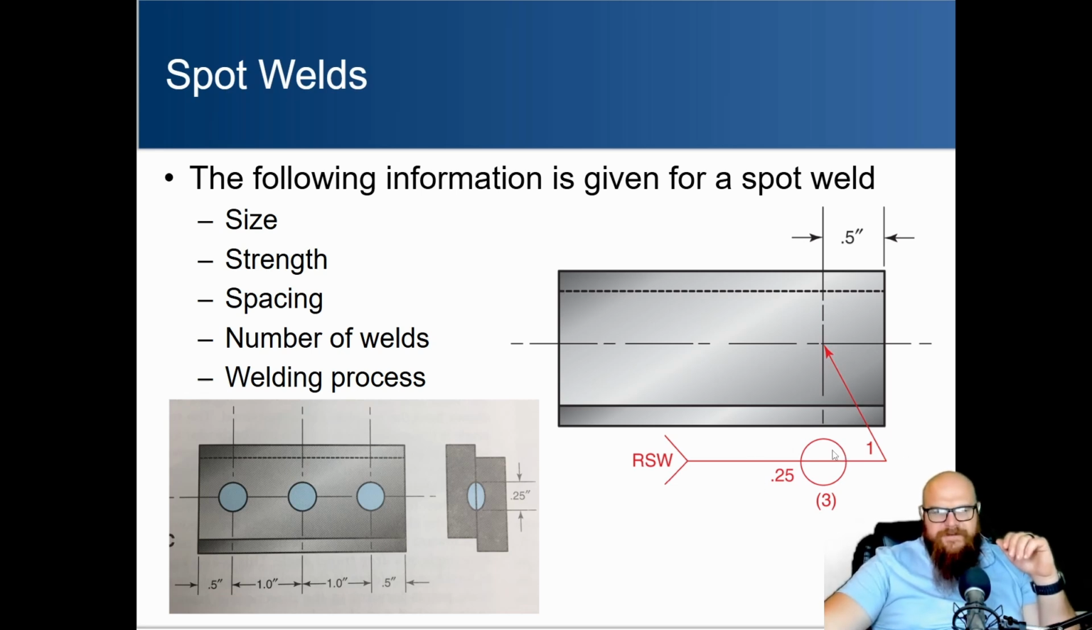So you can see we've got a small circle right here that's going to be between both of those pieces. You're going to be welding both of those pieces together. You could indicate the size, the strength, the spacing, the number of welds, and what welding process could be used in the tail end there, indicating other information that might be relevant to what we're looking for.